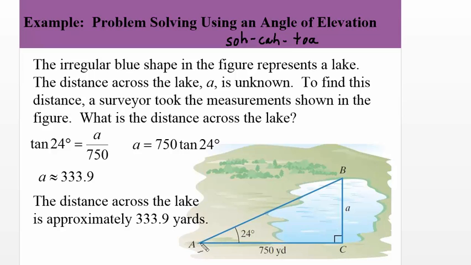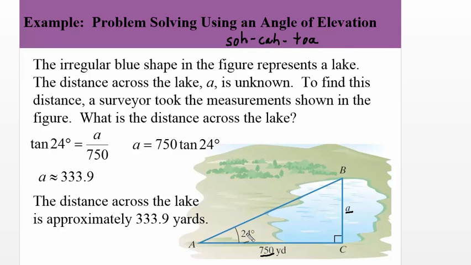All right, so the surveyor's over here at point A, measuring a 24-degree angle to that point right across the lake here. And then he used maybe one of those little rolling wheels and measured a distance here of 750 yards to the right angle there, which makes a nice right triangle. And if we're given A and we're given 750 yards here, would that be sine, cosine, or tangent?